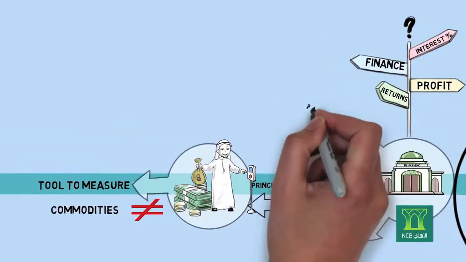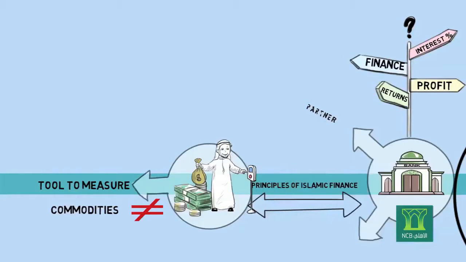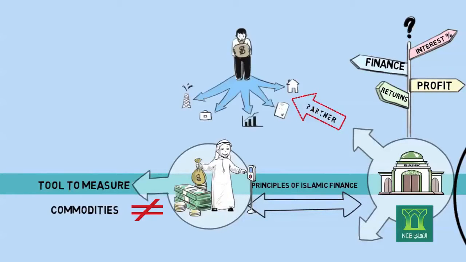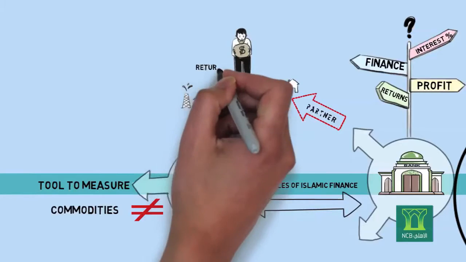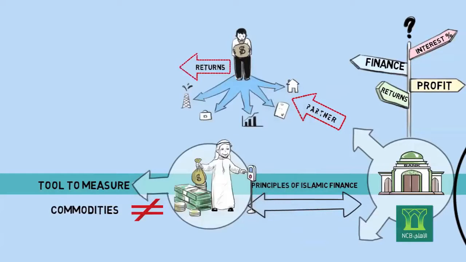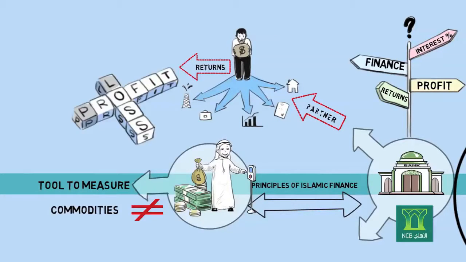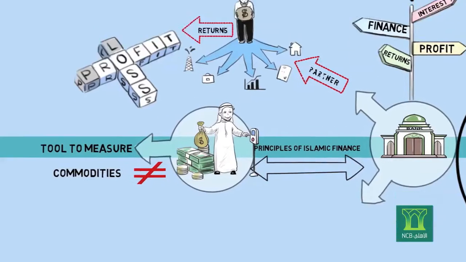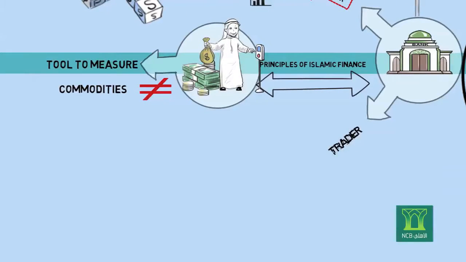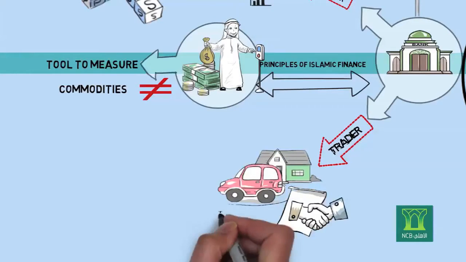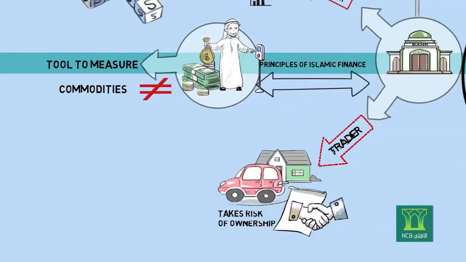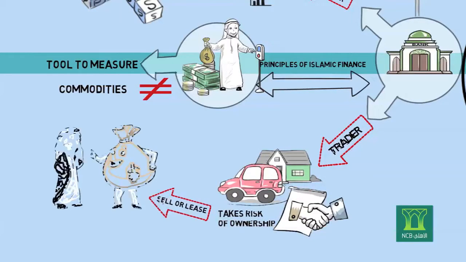An Islamic bank plays two roles. One as a partner, where it invests the funds of the depositors in Sharia-compliant business ventures and provides them a return on a profit and loss-sharing basis. And the second as a trader, where the Islamic bank purchases assets, bears the risk of ownership, and then either sells or leases out the assets to the customers who require financing.